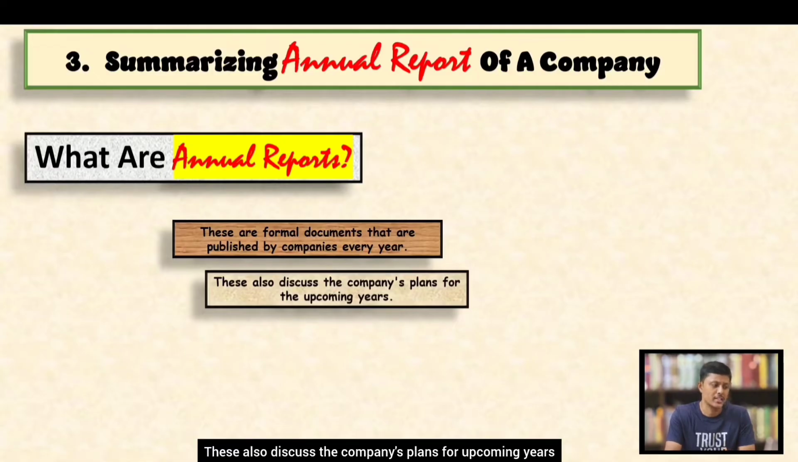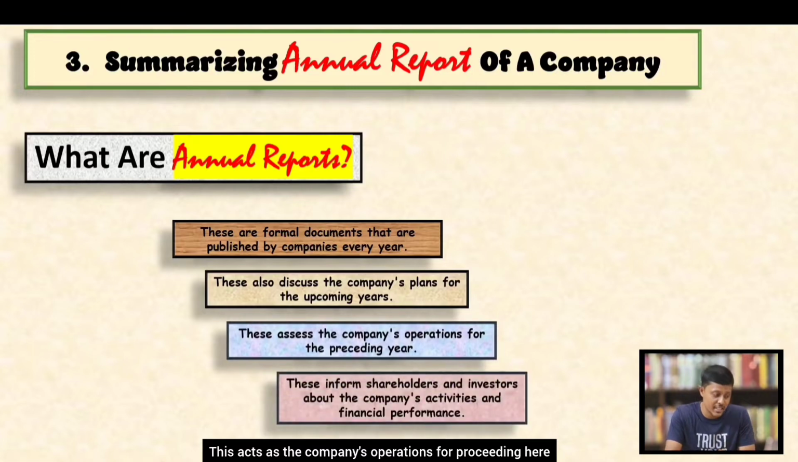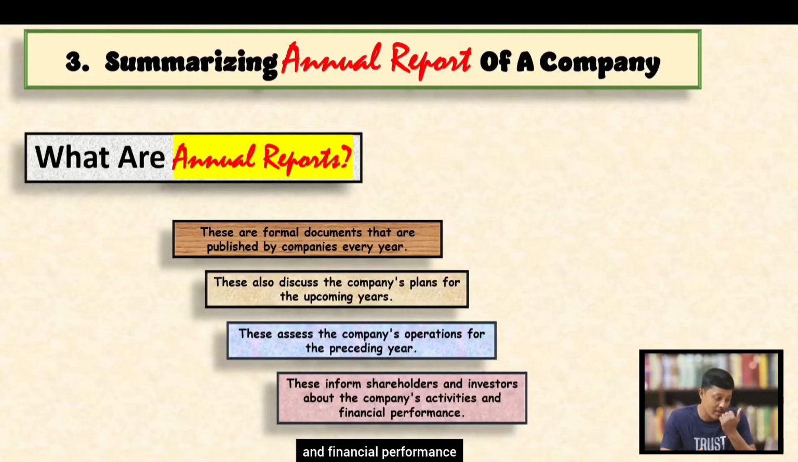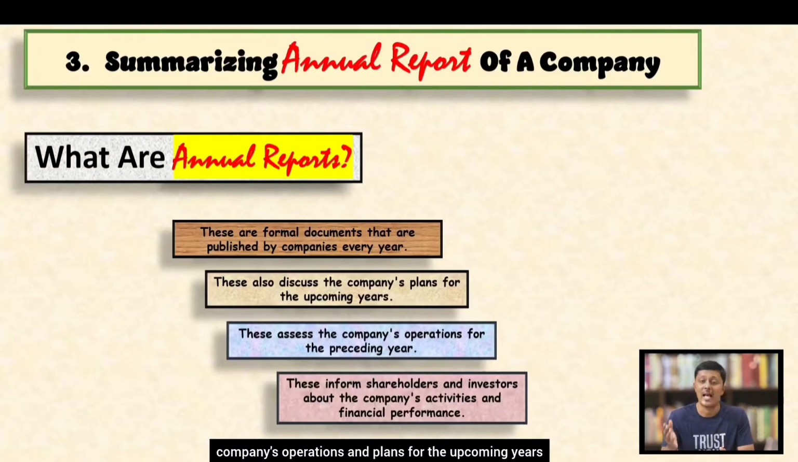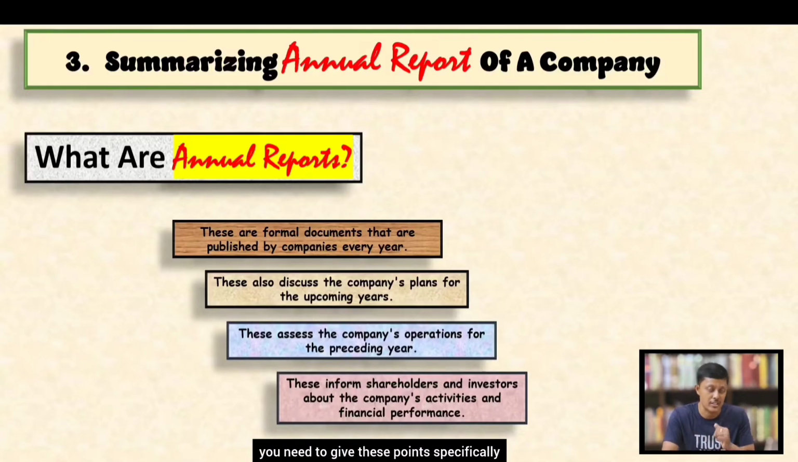These also discuss the company's plans for upcoming years. These assess the company's operations for the preceding year, and this informs shareholders and investors about the company's activities and financial performance. So annual reports are basically providing information about the financial performance, the company's activities, the company's operations, and plans for the upcoming years. These formal documents are called annual reports. So when you have to write what an annual report is, you need to give these points specifically.